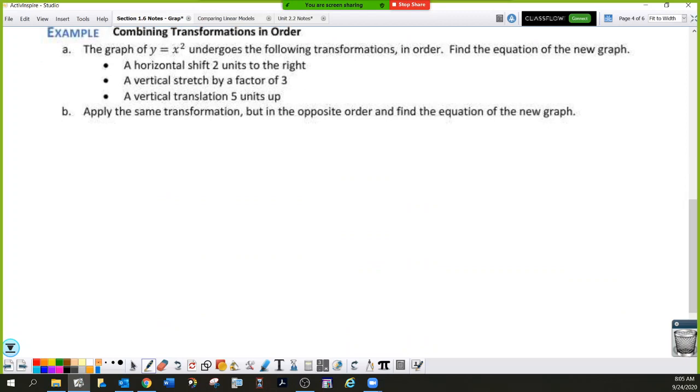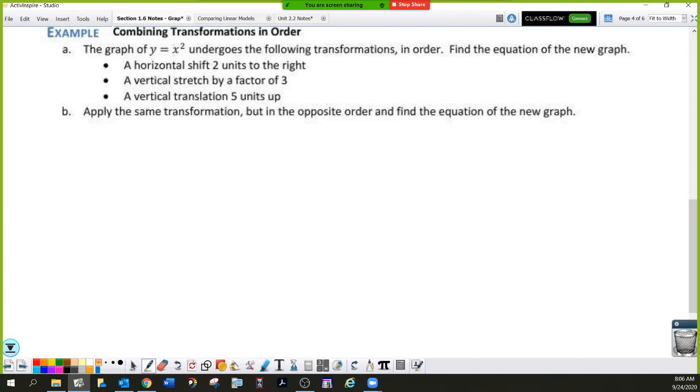So combining transformations in order. We are going to deal with y equals x squared. And we're going to do these three transformations in the order that I have them. And afterwards, we're going to find the equation of our new graph. And it'll go through several name changes along the way, because every time you perform a transformation, you should change its name. A horizontal shift 2 units to the right.